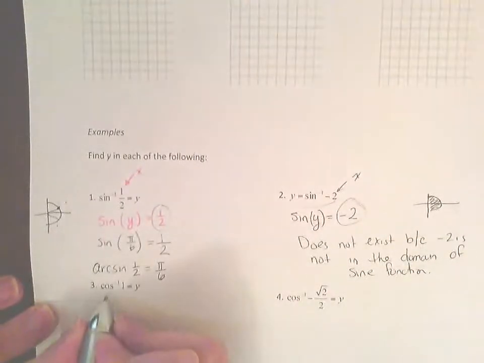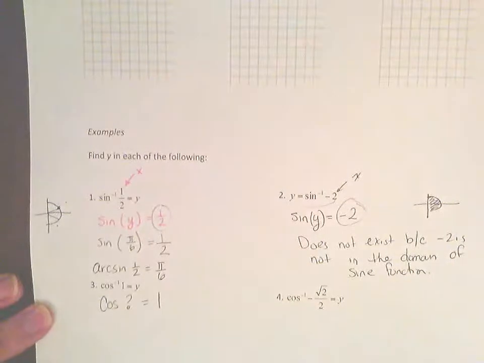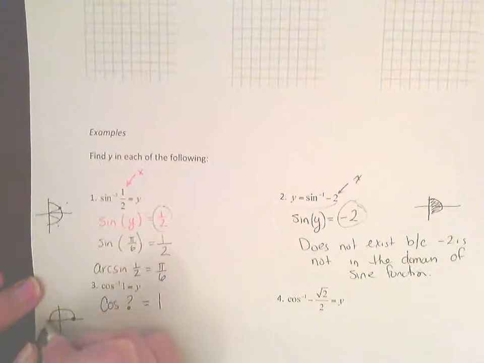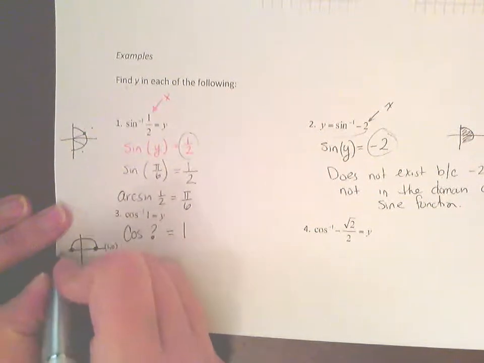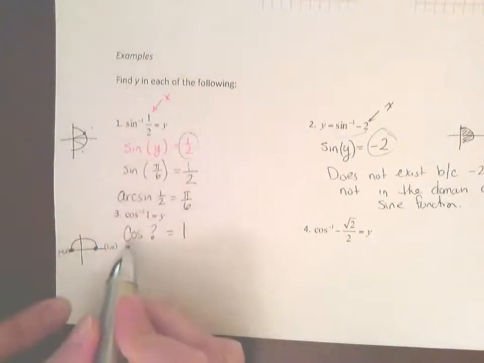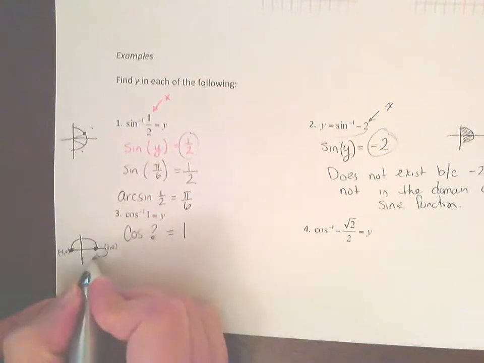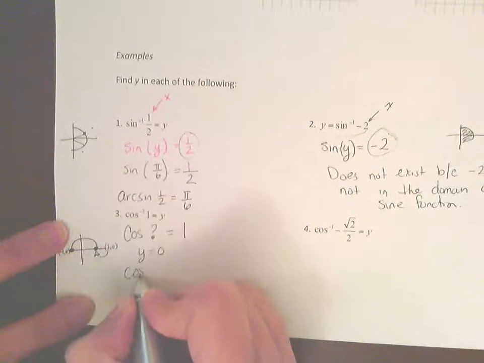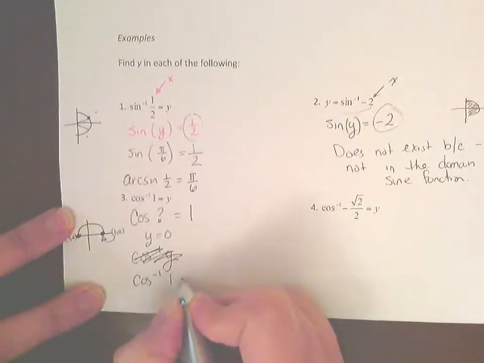So number 3 is asking cosine of what is equal to 1? And that's easy. Where is cosine 1? And remember, for cosine, our domain that we care about is from 0 to pi. If we remember over here, it's 1, 0, and over here, it's -1, 0. So where is cosine 1? Cosine 1 is right here, and that happens to be at 0 radians. So that means that y is 0. So cosine inverse of 1 is 0.